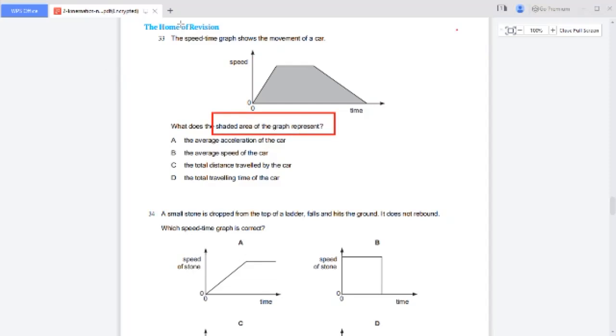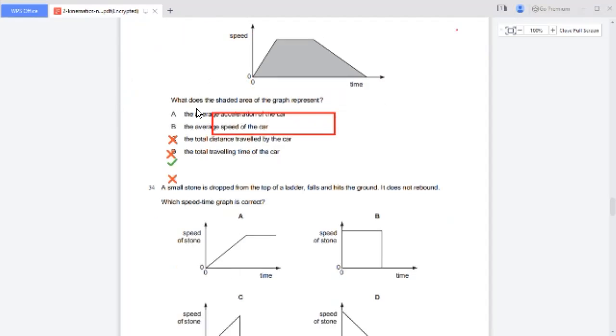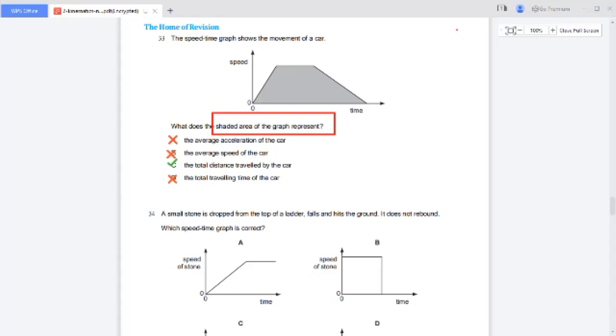Let's check the possible options. Okay, the average acceleration of the graph, nope. The average speed of the car, nope. The total traveling time of the car, nope. So we have C, which is the total distance traveled by the car. Okay, so let's move to the next one.